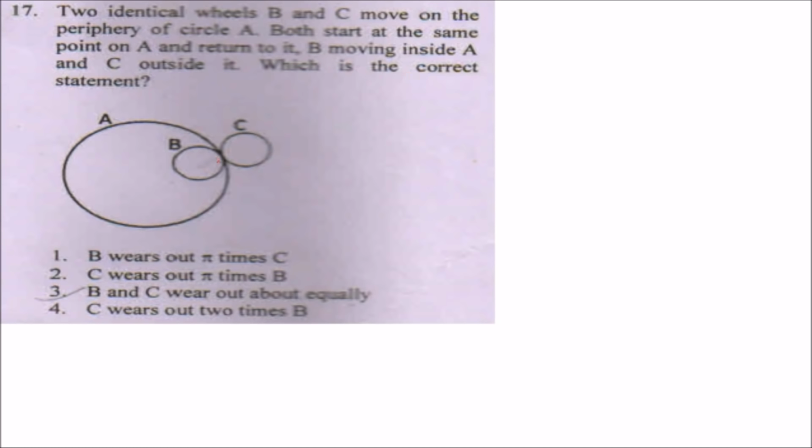So what is the distance traveled by B? It is 2 pi r, suppose the radius is r. And what is the distance traveled by C? It will also be 2 pi r, which is the circumference of the circle. So is there any difference in their distance? There is no difference. So the answer will be B and C wear out about equally.